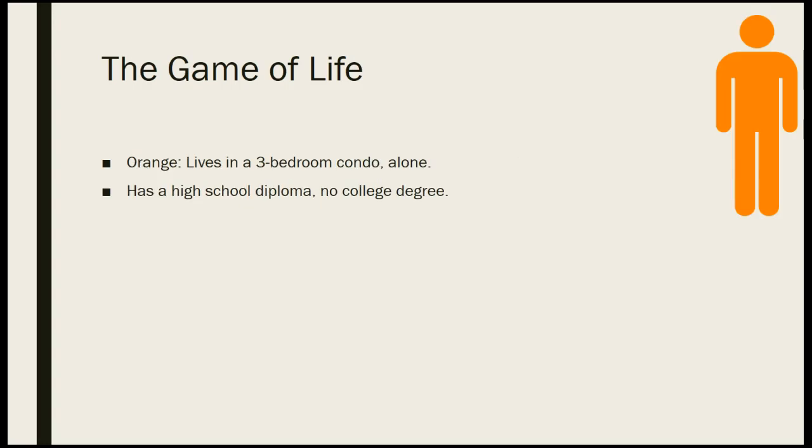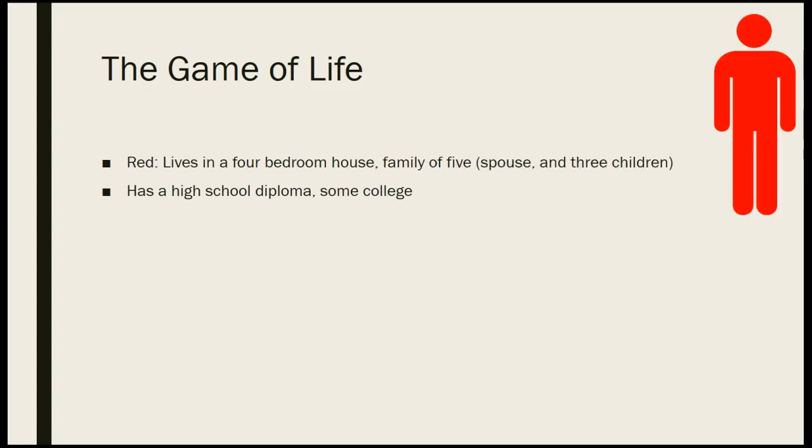If you picked orange, you are someone who lives in a 3-bedroom condo all by yourself. You do have a high school diploma, but you did not go to college. And if you picked red, you live in a 4-bedroom house. You do have a family, so it's yourself, your spouse, and 3 children. You do have a high school diploma, and you do have some college.